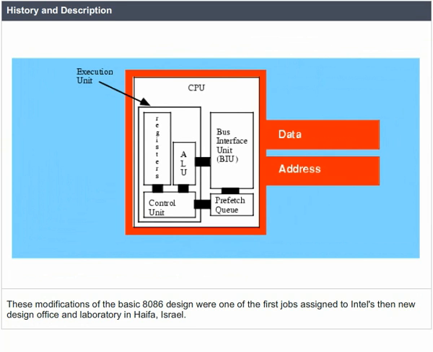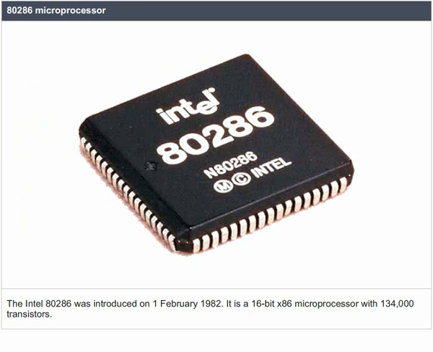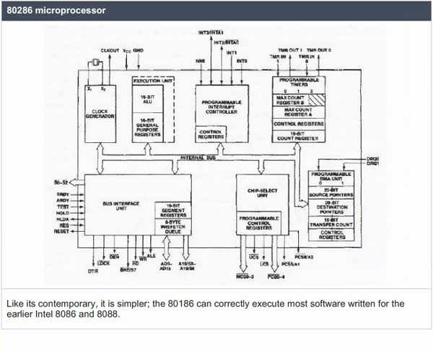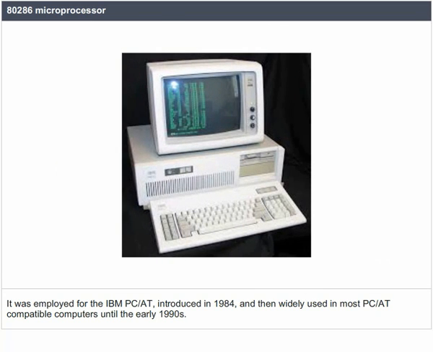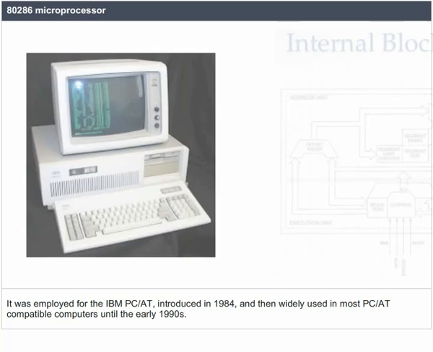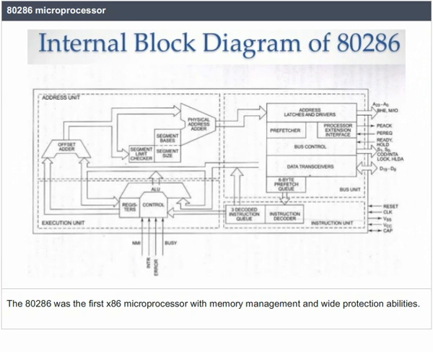The Intel 80286 was introduced on 1 February 1982. It is a 16-bit x86 microprocessor with 134,000 transistors. Like its contemporary, the 80186, it can correctly execute most software written for the earlier Intel 8086 and 8088. It was employed for the IBM PC/AT introduced in 1984 and then widely used in most PC/AT-compatible computers until the early 1990s. The 80286 was the first x86 microprocessor with memory management and wide protection abilities.